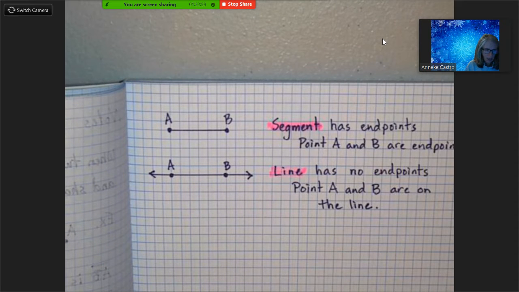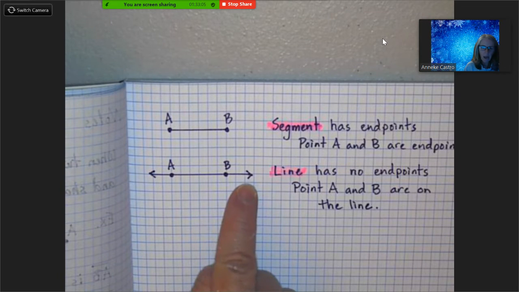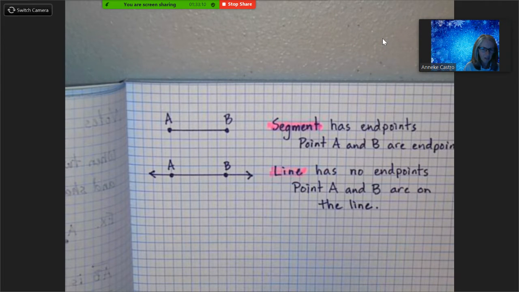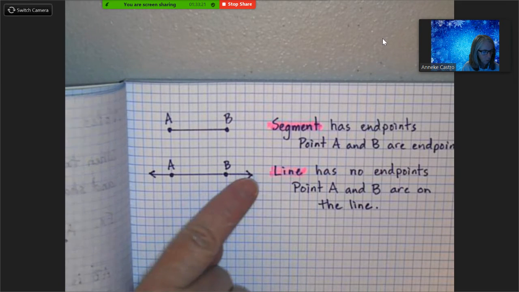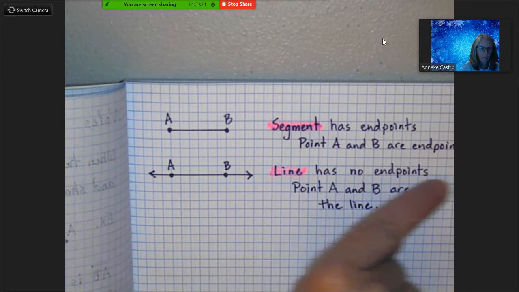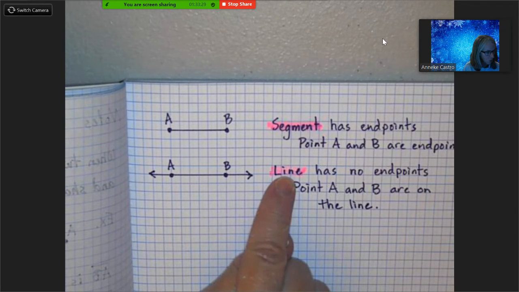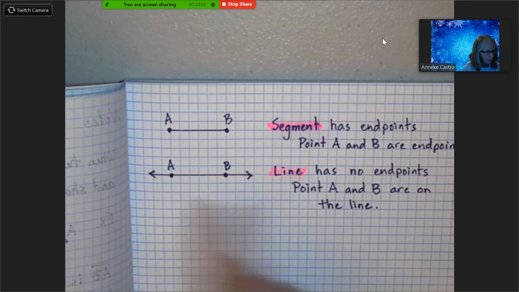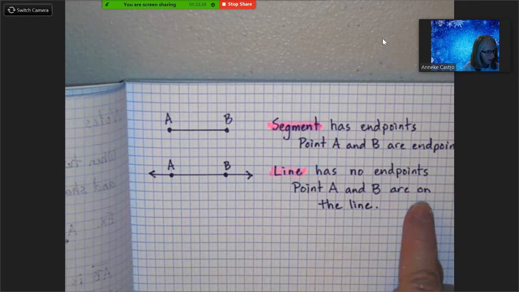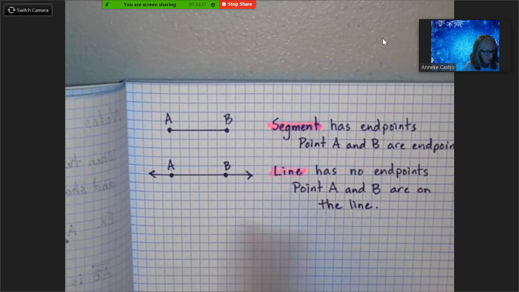One thing you can think of as a line that goes forever is light. If you shine a flashlight, the light will go forever. You might not be able to see it go forever because your eyesight isn't good enough, but it goes forever. So a line has no endpoints. These points we say are on the line, but they're not endpoints.